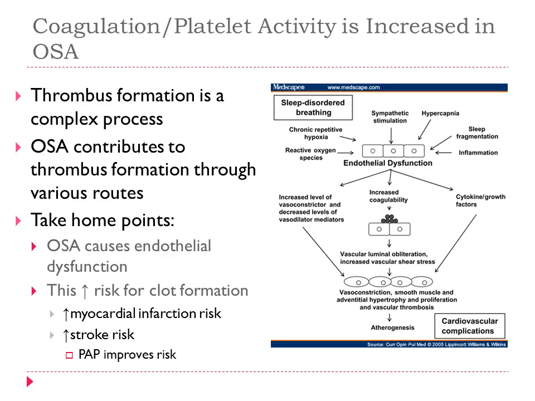Now we're going to take a look at how OSA contributes to thrombus formation. It's important to recognize that thrombus formation is a very complex process, and we're not going to look at the details of how a blood clot forms in our body, because that's just going above and beyond what we need to do. But you do need to know that OSA contributes to thrombus formation through various routes. If you look at your diagram on the right side of your screen, you see that there's sleep-disordered breathing, meaning obstructive apneas and hypopneas. And these cause reactive oxygen species, chronic repetitive hypoxia, sympathetic stimulation, hypercapnia, sleep fragmentation, and inflammation.